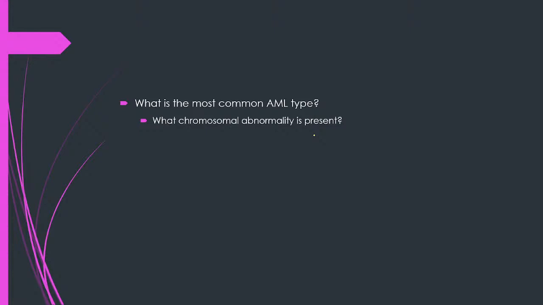Anyway, what's the most common type of AML? I've already asked this earlier. It's already highlighted. Anybody can answer in the chat? M2, M2. All right. What is the chromosomal abnormality in M2? It is t(8;21). M2 stands for myeloblastic leukemia with maturation. All right, myeloblastic leukemia with maturation.